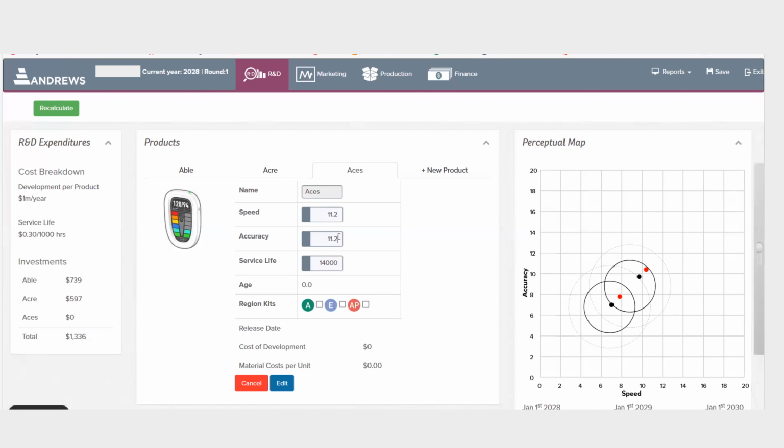We are not offering any regional kit for this product because it is going to be very expensive, and also we want this product to be released within the next 1 year. Therefore, it will be available for sale in the next round. Alright, that's all you need to do when it comes to the introduction of a newer product. Now let us go to marketing.